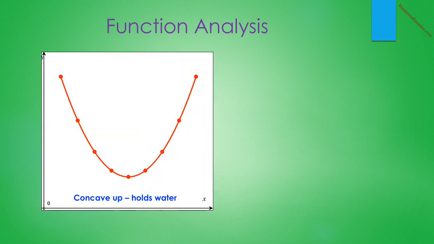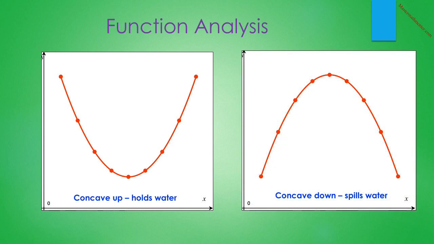This curve is concave up. We say it holds water, as water poured into it will collect and hold. This curve is concave down. We say it spills water, as water poured onto it will spill down. On both curves, draw tangent lines at the points shown.